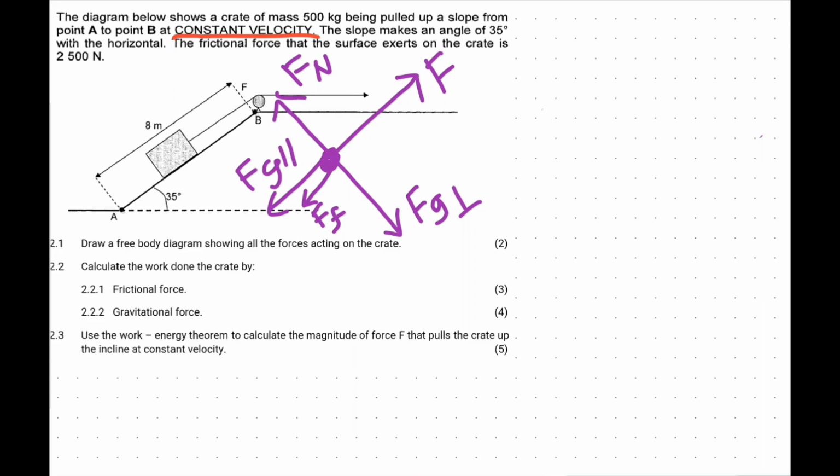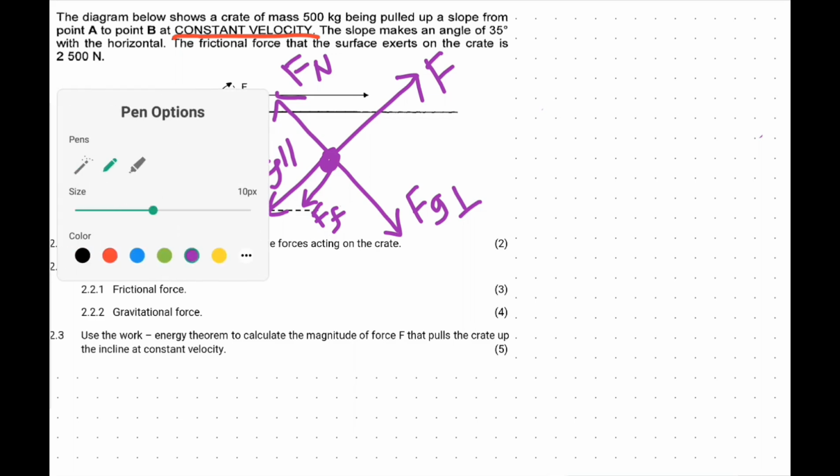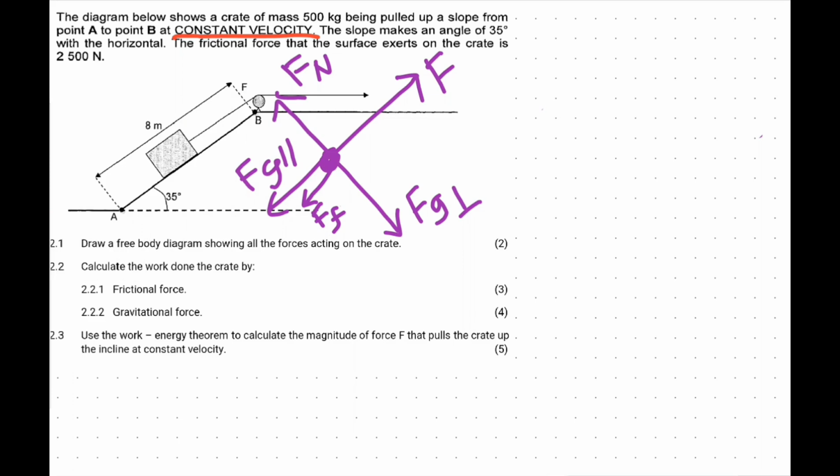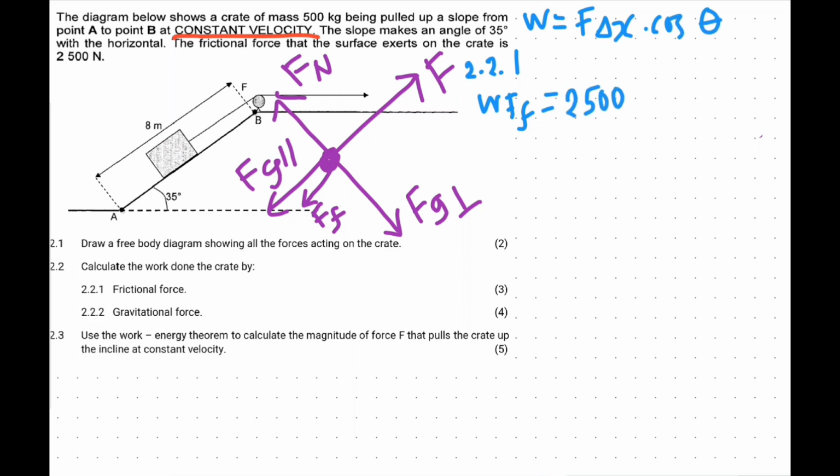Okay, now calculate the work done by frictional force. Well, work done by frictional force is 2.2.1. So the work done by frictional force will be the frictional force times distance times the cos of theta. I'm going to use the work formula. The frictional force is 2,500. The distance is 8.